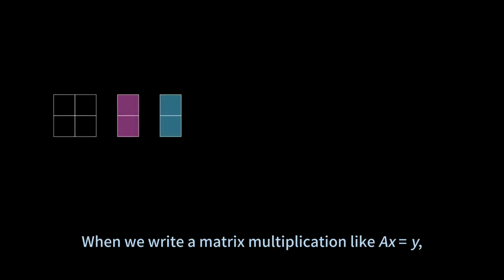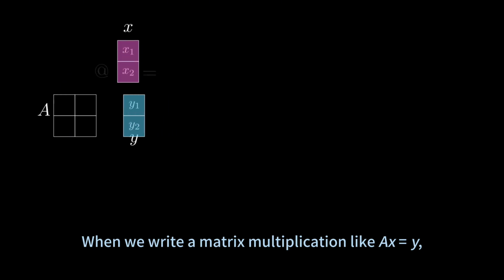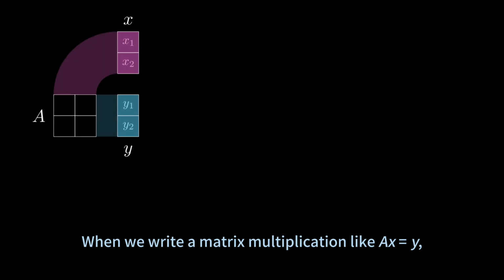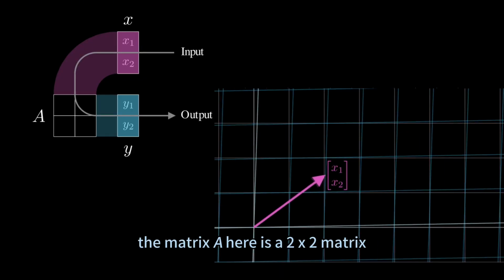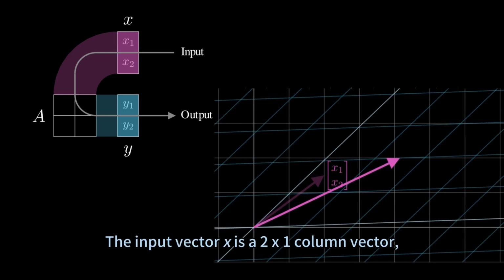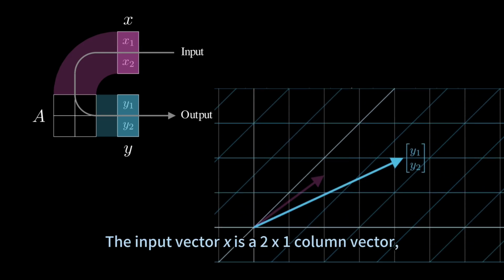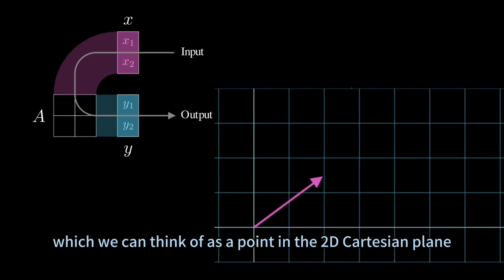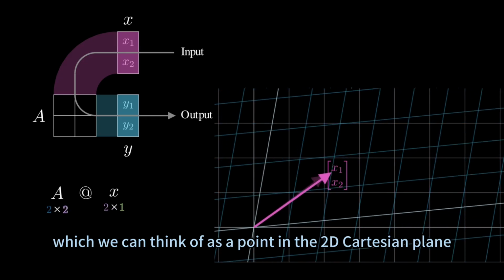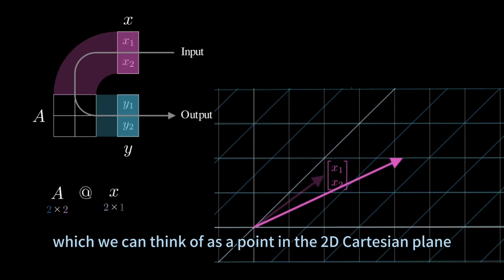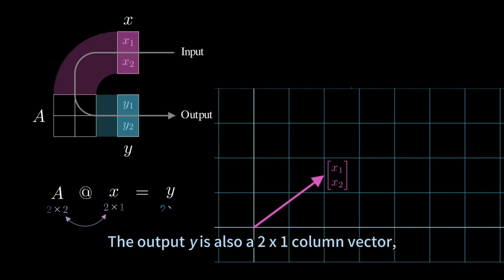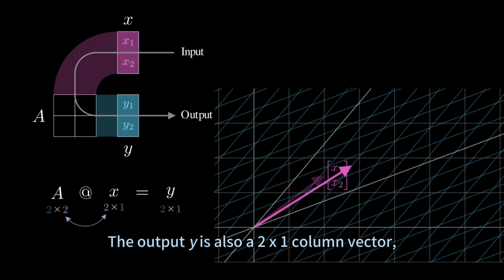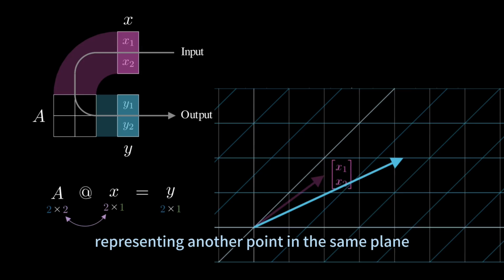When we write a matrix multiplication like matrix A times vector x equals vector y, the matrix A here is a 2 by 2 matrix. The input vector x is a 2 by 1 column vector, which we can think of as a point in the two-dimensional Cartesian plane. The output y is also a 2 by 1 column vector, representing another point in the same plane.